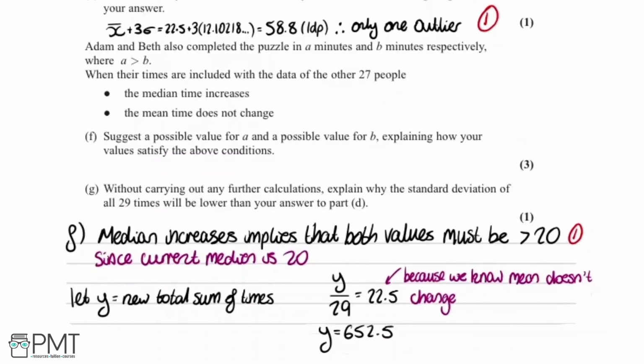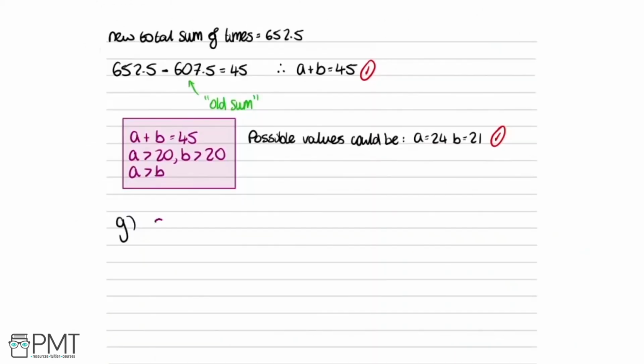So lastly, we're going to look at part G, which says, without carrying out any further calculations, we need to explain why the standard deviation of all 29 times will be lower than your answer to part D. And this is for 1 mark. So if we have a think about this, we know that the mean from one of the earlier parts, x bar, is 22.5. And we know as well from the previous part that the standard deviation is 12.1. So I'm going to do 22.5 plus 12.1, which gives us 34.6, and 22.5 minus 12.1, which gives us 10.4.